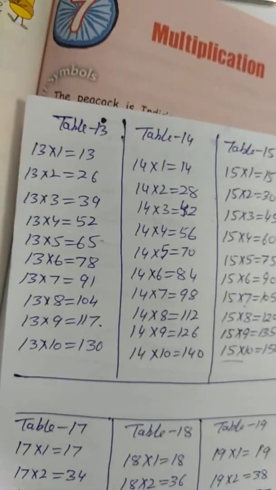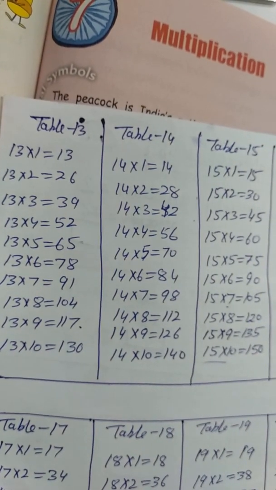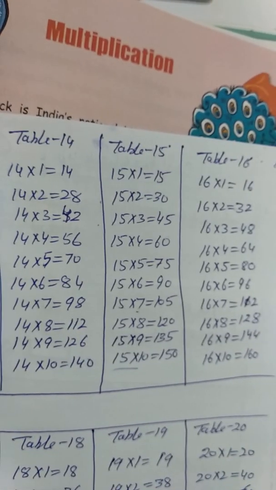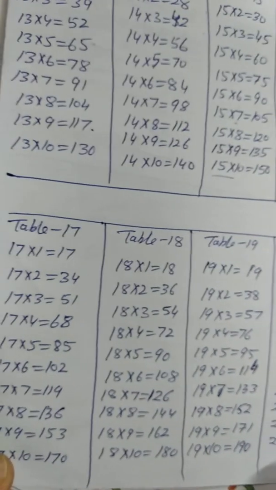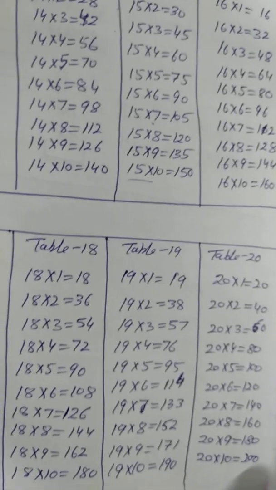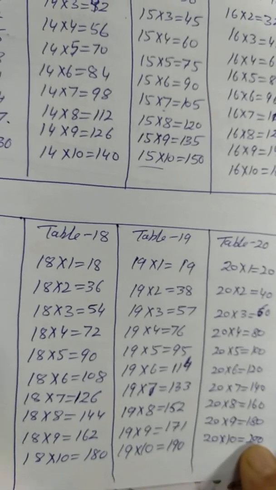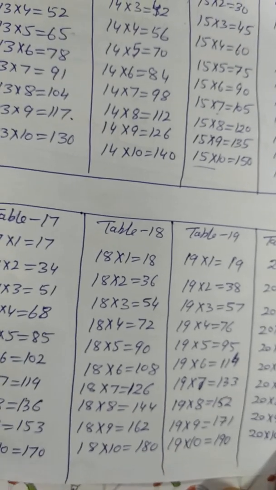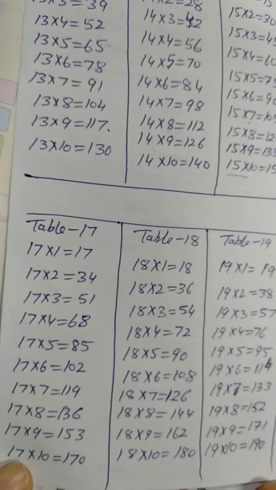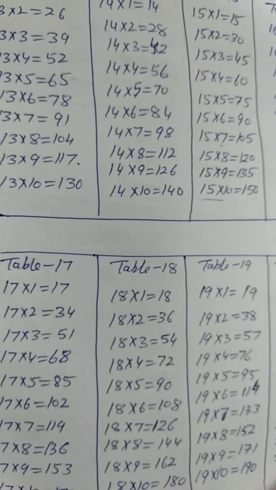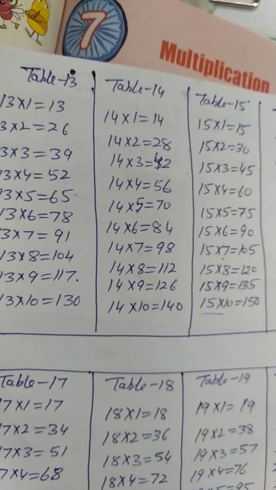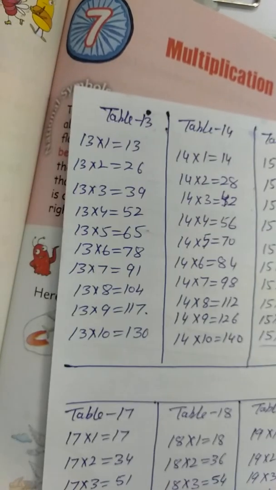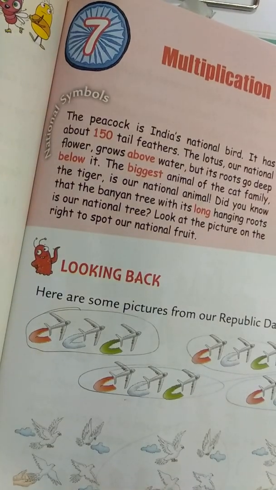This is for 13, 14, 15, 16, 17, 18, 19, 20. So I have given you up to 20, but up to 15 at least you have to learn very carefully, and in third class it will go up to 20. So let's start your exercise in the book now.